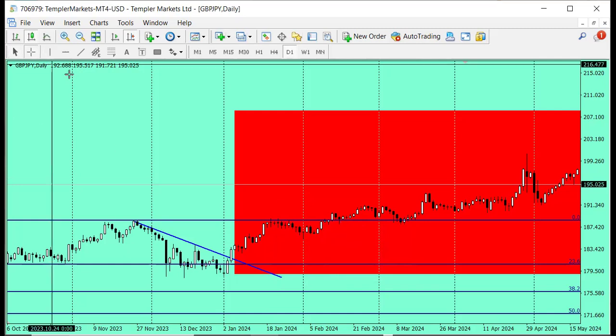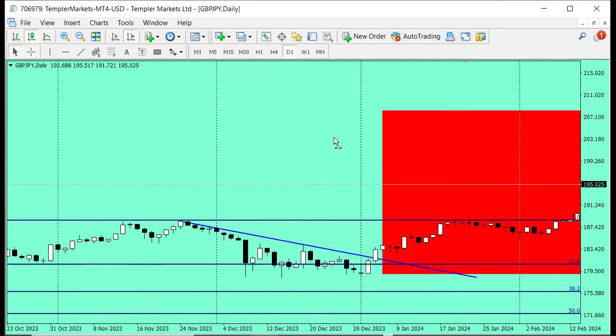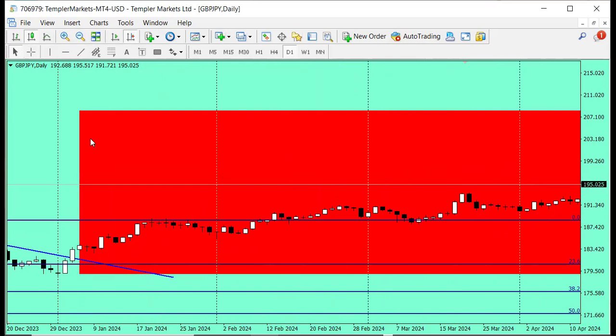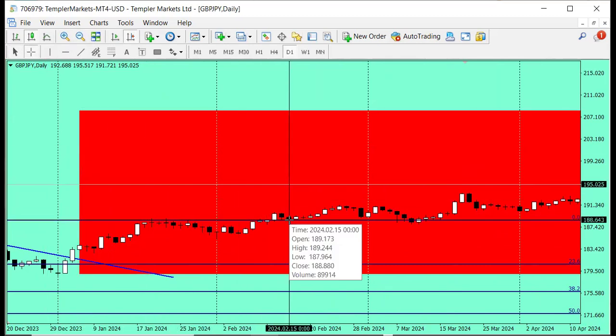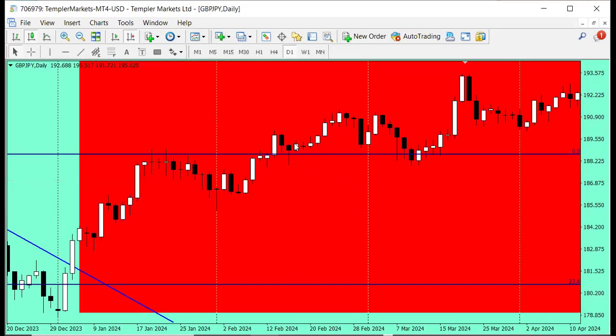In this case, what do we see? A pin bar. So much rejection. Let me expand. So much rejection and a lot of buy pressure. And we see some buys. Some 200 pips move right there, guys.